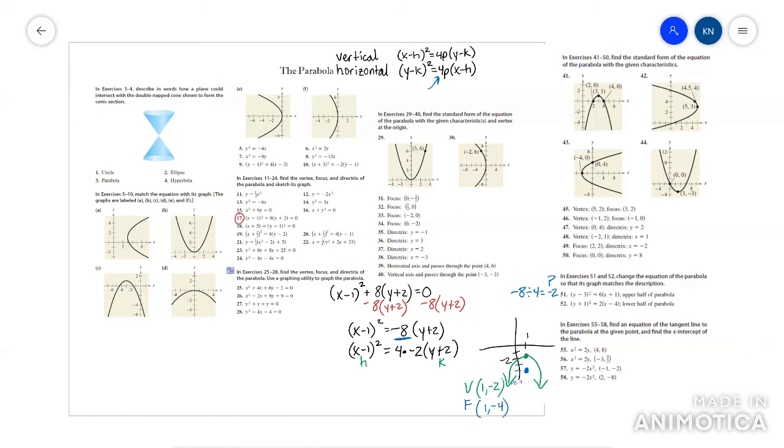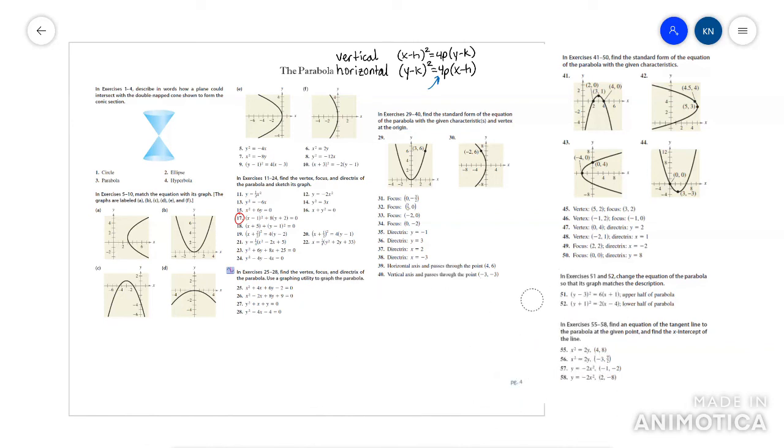And then I go the opposite way to find the directrix. You can't really see it here, but it would be on this axis right here. So that puts my directrix. It's a horizontal line, which means it's y equals, and it's just at a value of 0. So that's how I would have done that problem. Okay, let's do one that's horizontal, and then we'll move on to a new section.